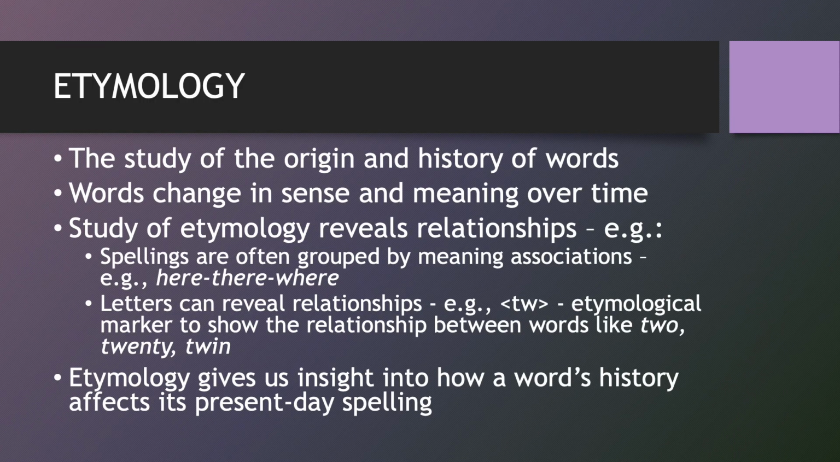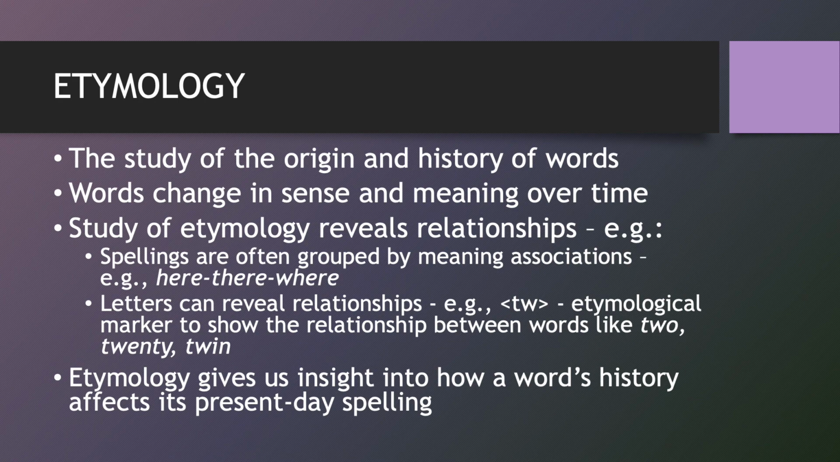Etymology is the study of the origin of words and also the history of words and how they change in their sense and meaning over time. The study of etymology reveals relationships. So, for example, spellings are often grouped by meaning associations. An example of this would be here, there, and where. They all have that H-E-R-E spelling to show a meaning relationship.